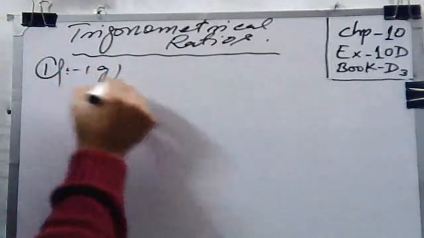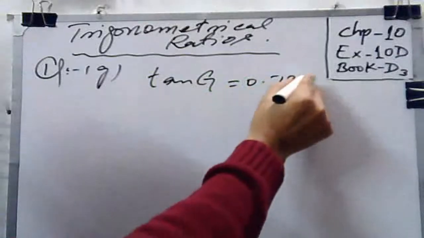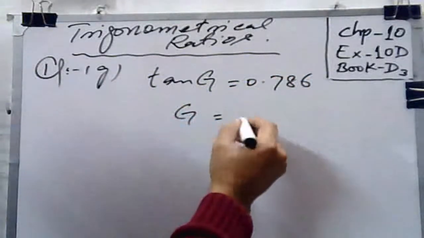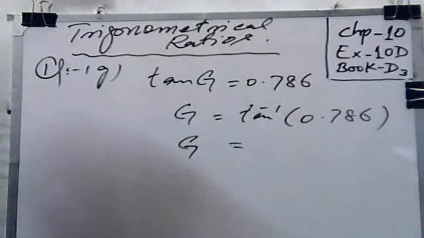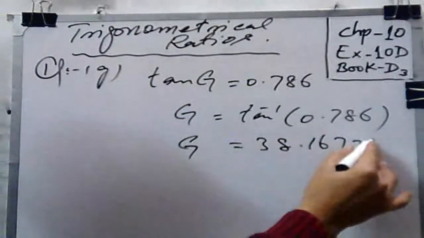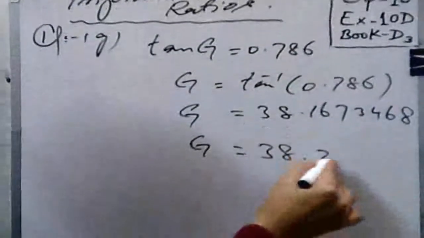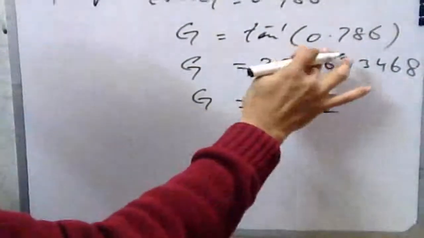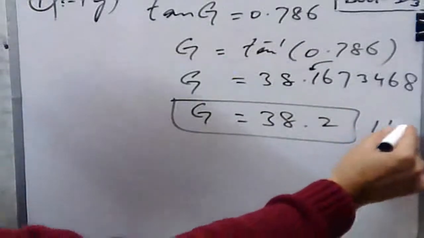Similarly, coming to the next part, that is G part. In G part, tan G is equal to 0.786. So the value of angle G is tan inverse 0.786. By using the calculator, tan inverse 0.786 is 38.1673468, but we need up to 1 dp, so it will be 38.2, because 1 is added here, as it is more than 5, so that is your required result up to 1 dp.